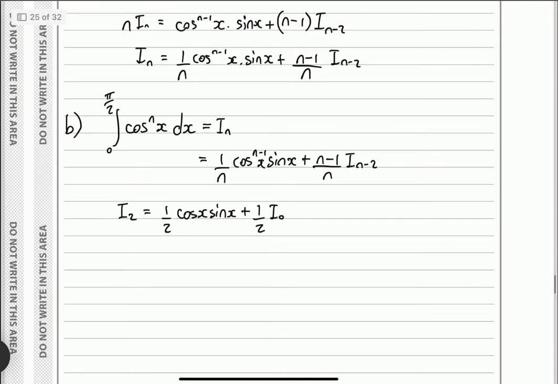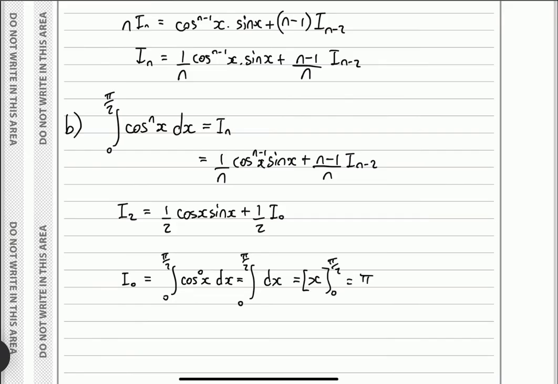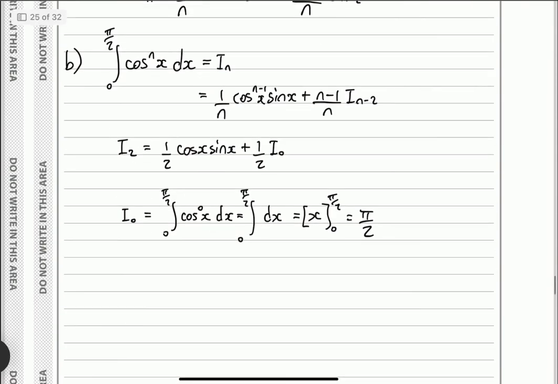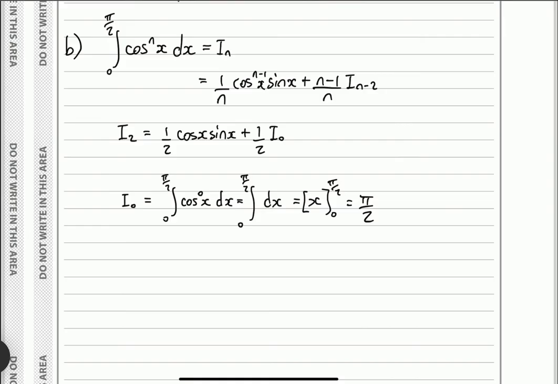Now let's take a moment here and evaluate I0. I0 is from 0 to pi by 2 of cosine to the 0 x, which is just the integral of dx, 0 to pi by 2, which is x from 0 to pi by 2, which is pi by 2. So I0 is pi by 2. Okay, now we know that. Let's go a step further.